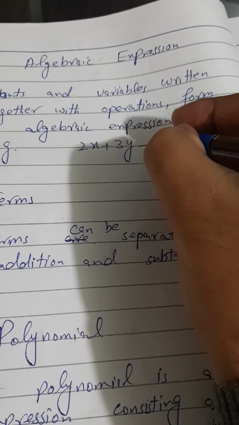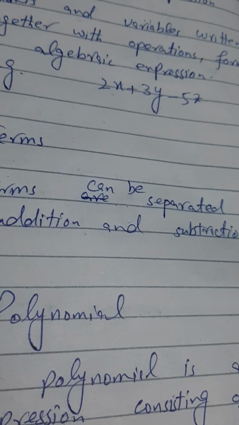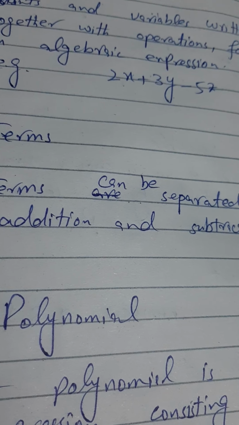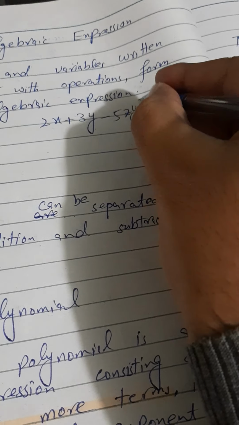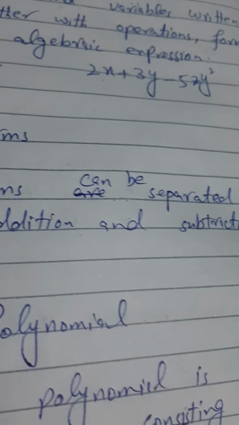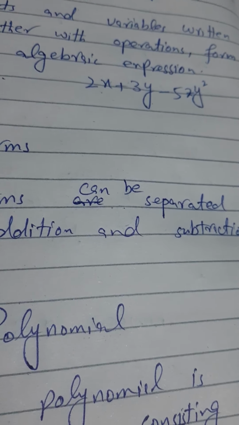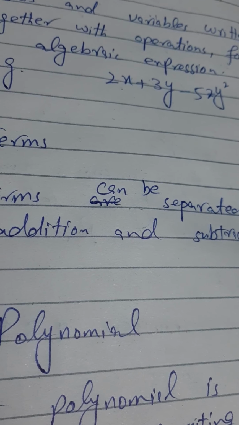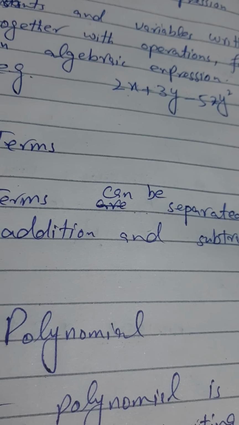For example, if I write here minus 5z, so there will be three terms, 2x, 3y and minus 5z. And if there is 5zy square, now once again we have to separate terms from addition and subtraction. So there are three terms, 2x, 3y and minus 5zy square.